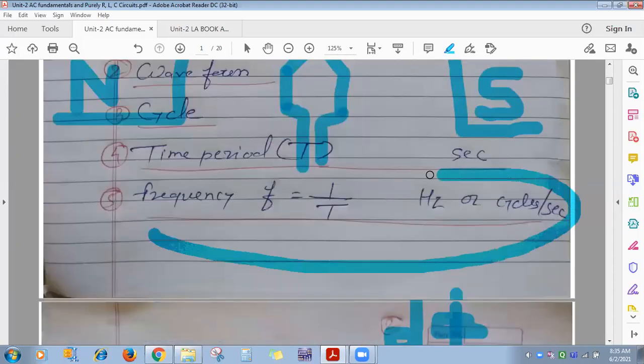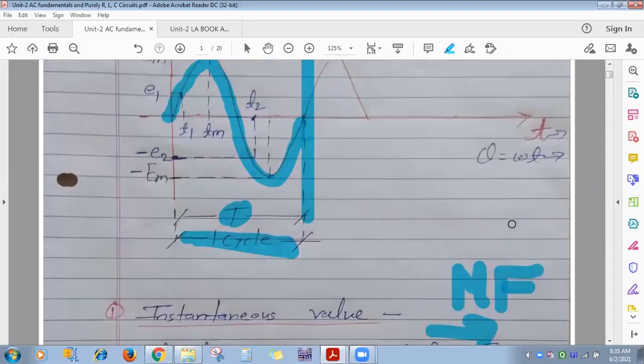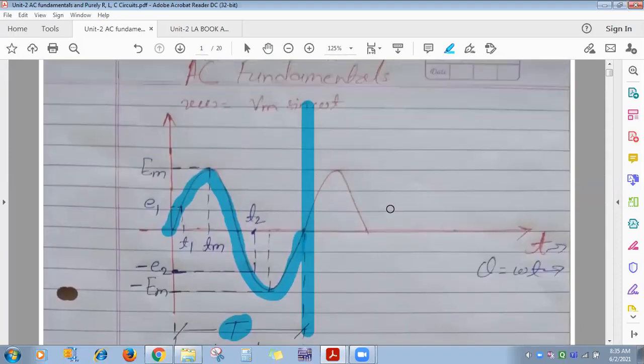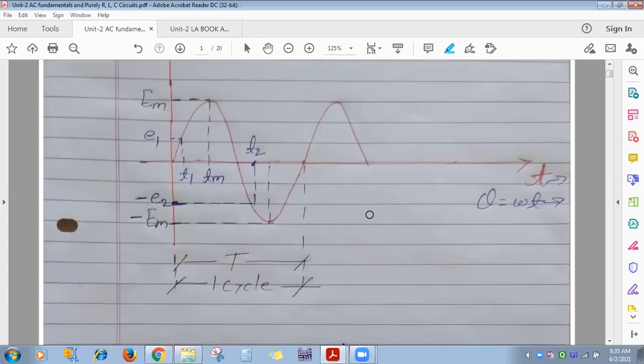Frequency. Correct. Frequency is the inverse of time period. Small f, frequency is denoted by small f. The unit is hertz or cycles per second. Whenever we say frequency, whatever single phase AC supply you are getting at your home, what is the supply frequency? 50 hertz.